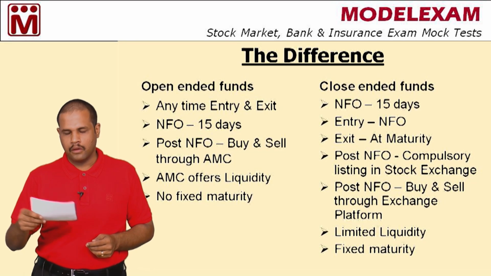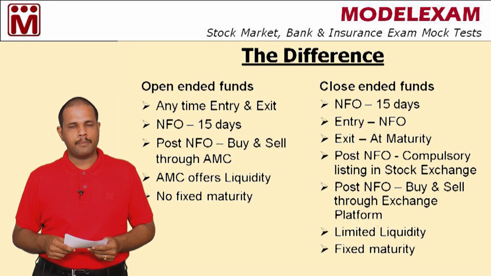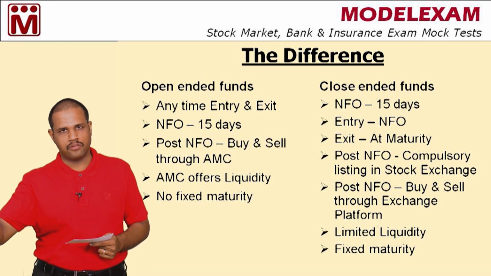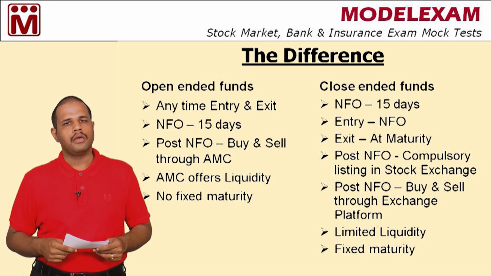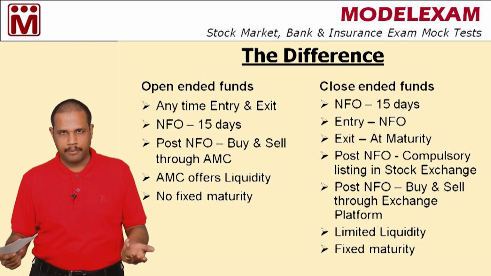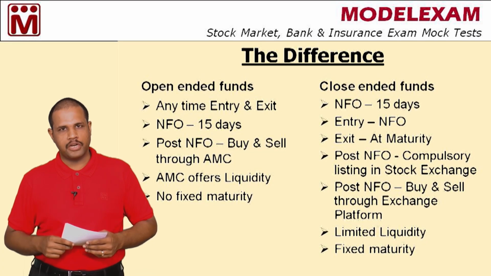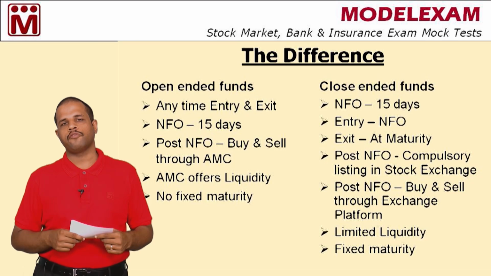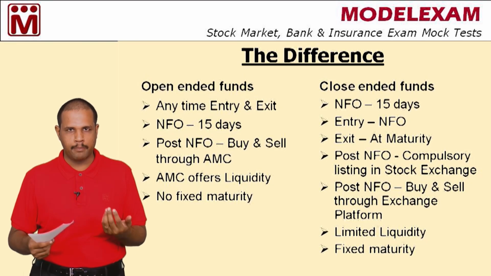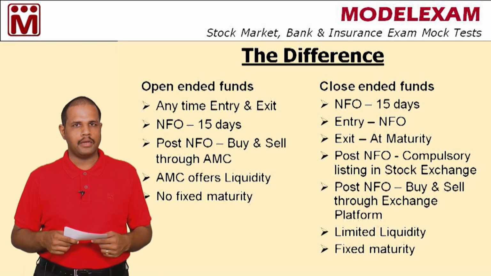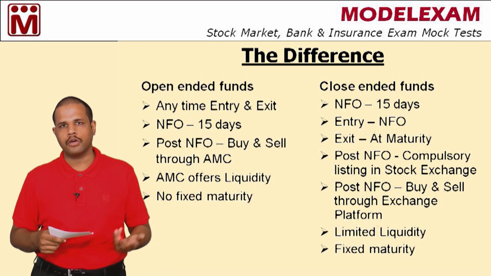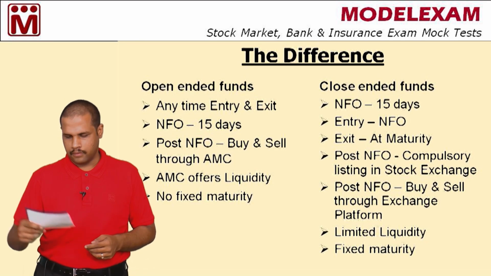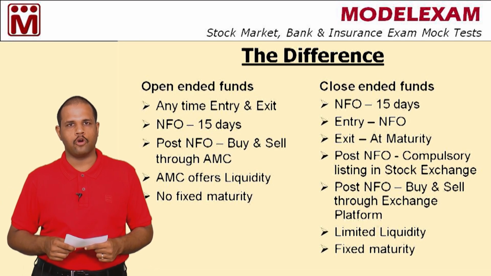open-end funds. Normally, open-end funds can be bought during the NFO period, that is the 15-day period, and ongoing transactions are also allowed. That is, you can buy units of open-end schemes anytime. Post NFO, AMC will offer you units and they will also offer the liquidity part. Whenever you need money back, you can approach AMC, and repurchase or redeem your units. So, this is the advantage with open-end funds. They are highly liquid and there is no fixed maturity for open-end funds.